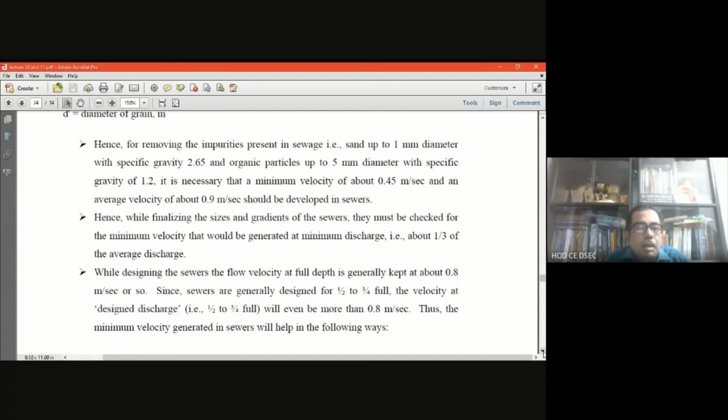While designing the sewers, the flow velocity at full depth is generally kept at about 0.8 meter per second if it is full depth. Since sewers are generally designed for half to 3/4 full, the velocity at design discharge, that means half to 3/4 full, will be more than 0.8 meter per second. Thus, the minimum velocity generated in sewers will help in the following ways. How will it help?